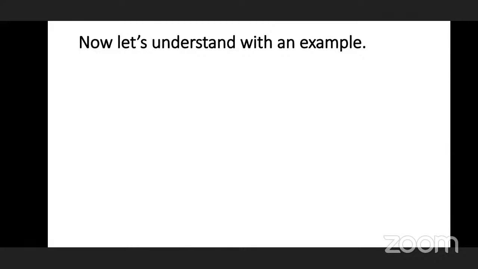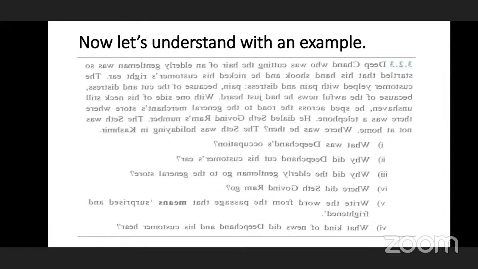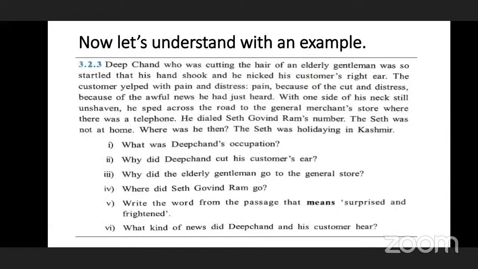Now let's understand with an example. We have learned 3 rules in connection with reading comprehension. Let us apply those in this passage. This is the passage taken from the same lesson, The Boy Who Broke the Bank. Let us give a quick read to it. Let us apply the rules. What is the first rule? We need to read all the questions first.